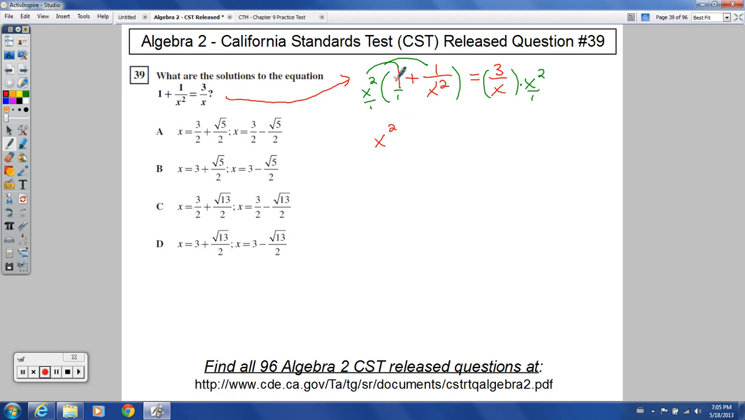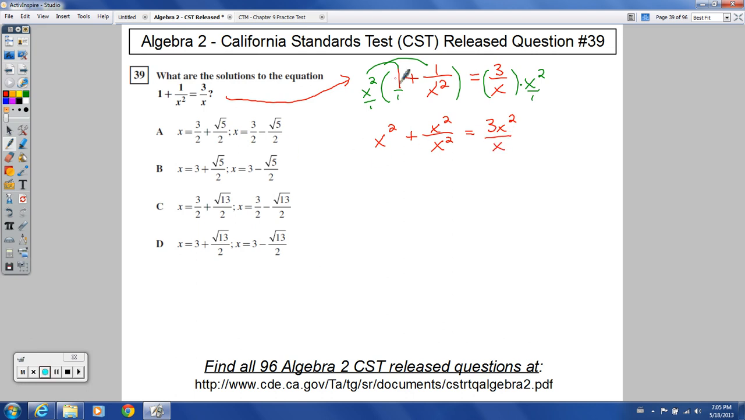So this would be x squared times 1, which is just x squared. You'd have x squared on the top here over x squared. We'll simplify that in the next step. And here you have 3x squared on the top. That's 3 times x squared. And on the bottom, x times 1, which is just x.